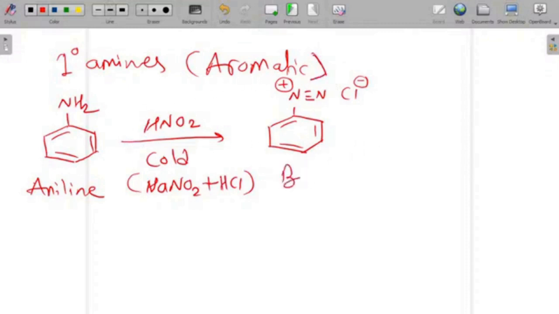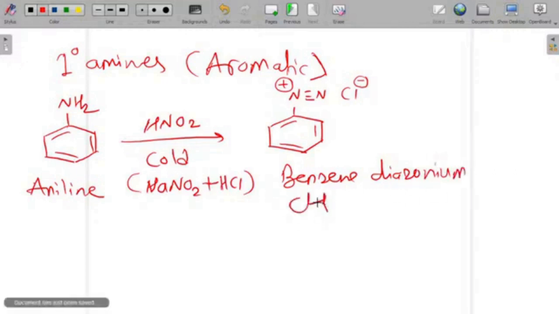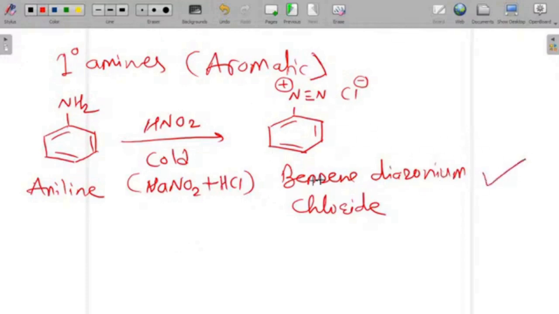This is benzene diazonium chloride. So this benzene diazonium chloride is used as a starting compound for the preparation of many aromatic compounds. You can prepare halobenzenes, then you can prepare cyanobenzene, you can prepare phenol, you can prepare simple benzene with the use of this benzene diazonium chloride. This is a very important starting material which is formed in this reaction.